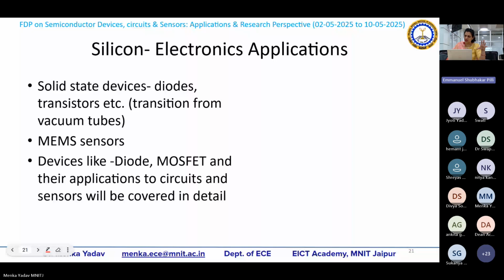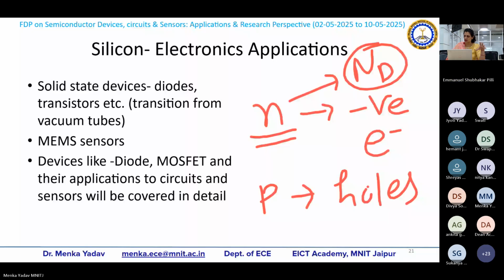The value of these will be equal to Nd. Nd are the ions, the doping concentration of that particular type of material, the pentavalent impurity. P is equal to Na, holes. This is equal to the acceptor impurities, right?